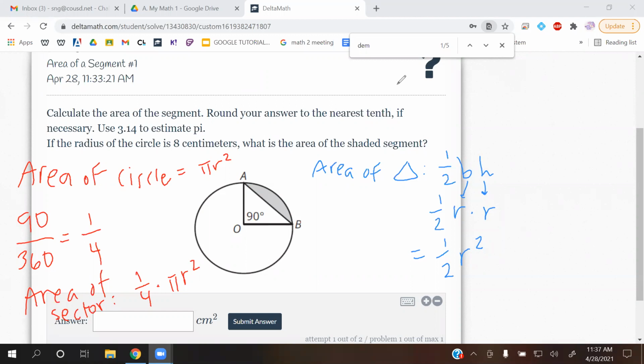Okay, so that's exactly what we're going to do. We're going to take the area of the sector. Let me write that out. Area of the sector. And then we're going to subtract the area of the triangle. All right, so this is our formula that we're going to use. Area of the sector minus area of the triangle.